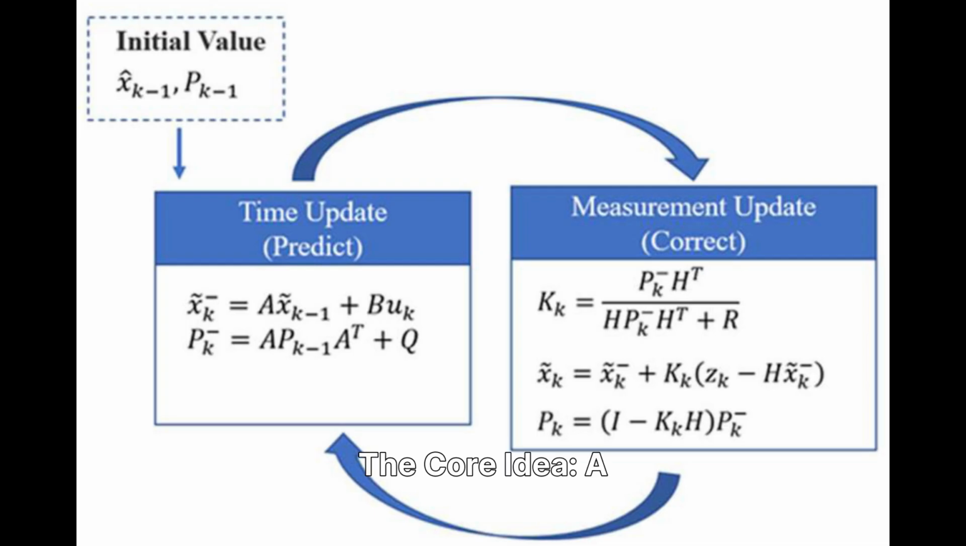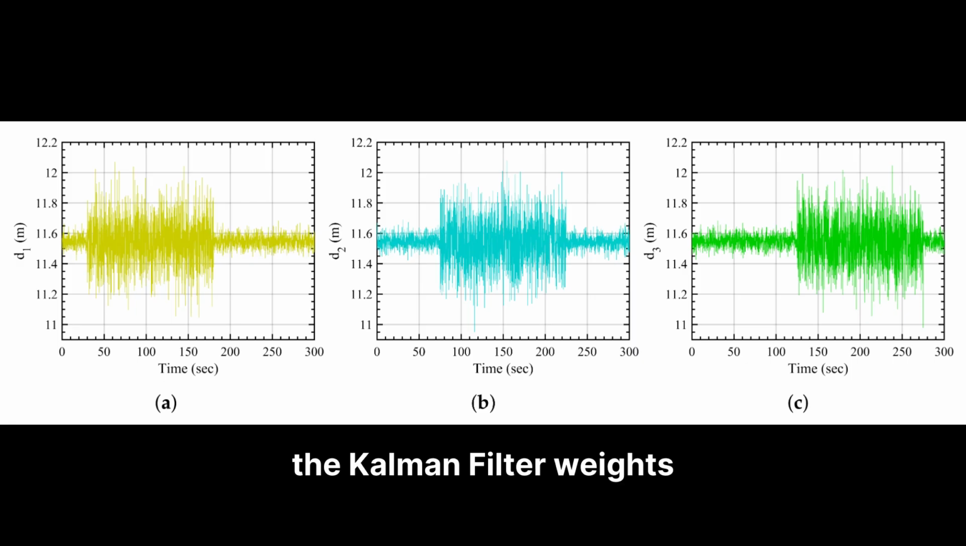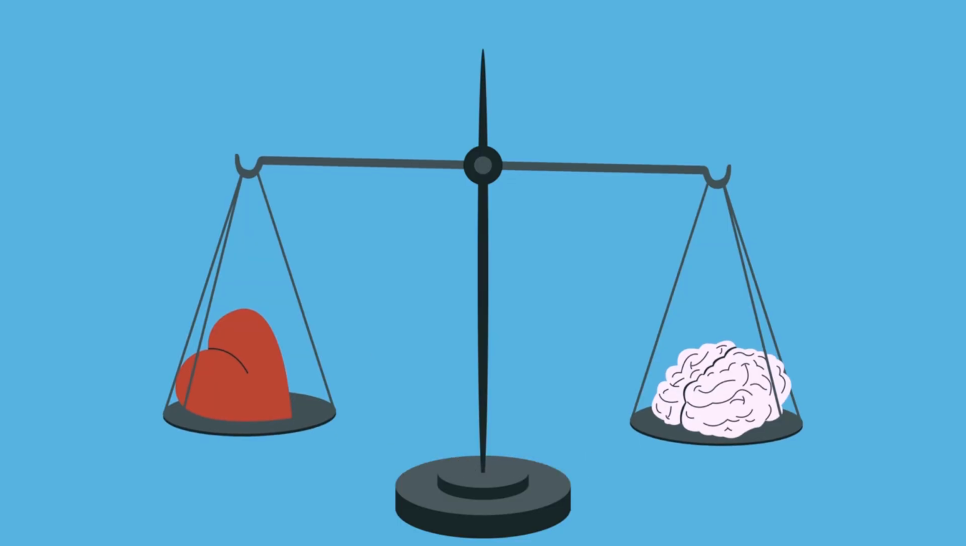The core idea: a Kalman filter blends two pieces of information: your prediction, what you expect to happen based on previous information, and your measurement, what your sensors are telling you right now. Neither one is perfect. Predictions drift over time, and sensors are noisy or inaccurate. The magic is that the Kalman filter weights each side intelligently. If the sensor is noisy, trust prediction more. If prediction is uncertain, trust measurement more. It's like a smart balance scale.